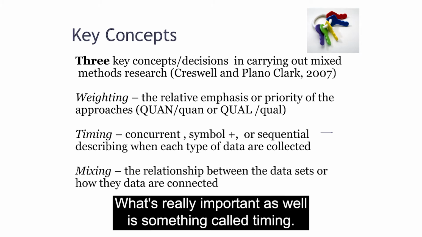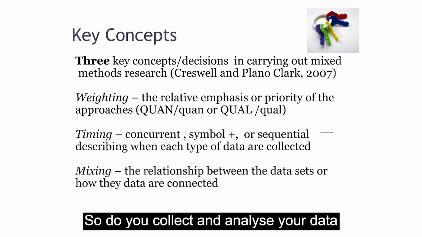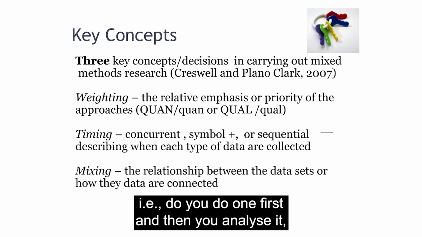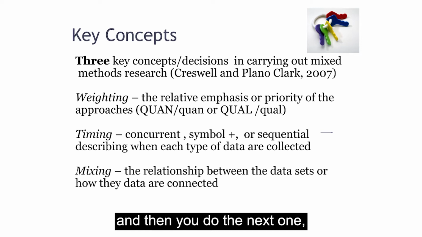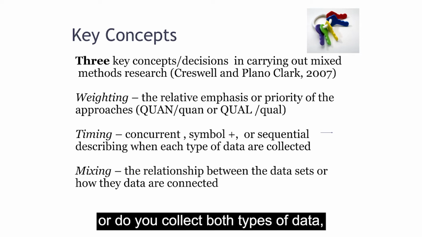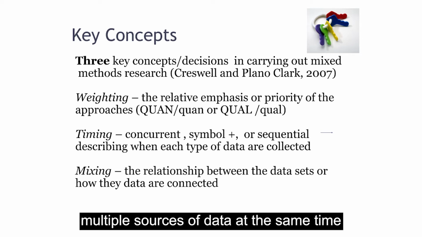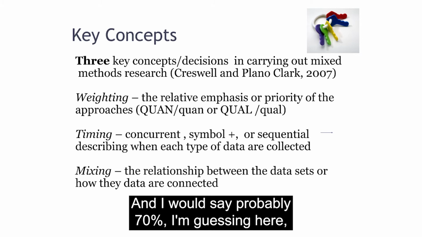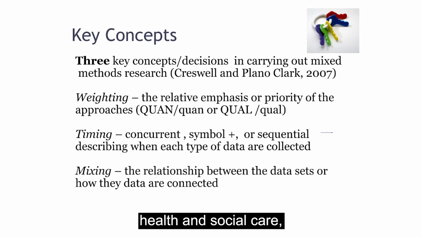What's really important as well is something called timing. Do you collect and analyse your qualitative and quantitative data sequentially, i.e. do you do one first, analyse it, and then do the next one? Or do you collect both types of data, or multiple sources of data, at the same time and analyse them together? So concurrent or sequential. I would say probably 70%, I'm guessing here, of mixed methods studies in health and social care are sequential.